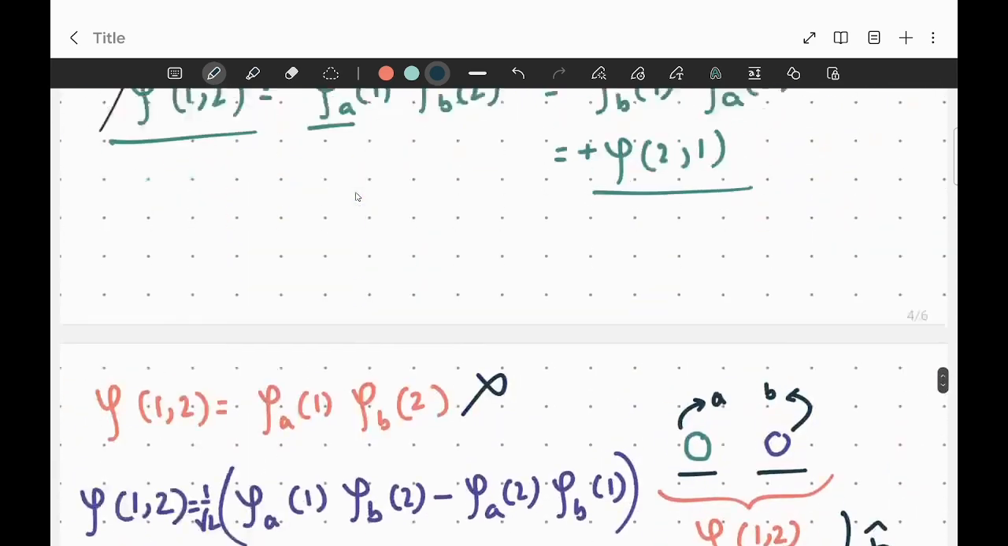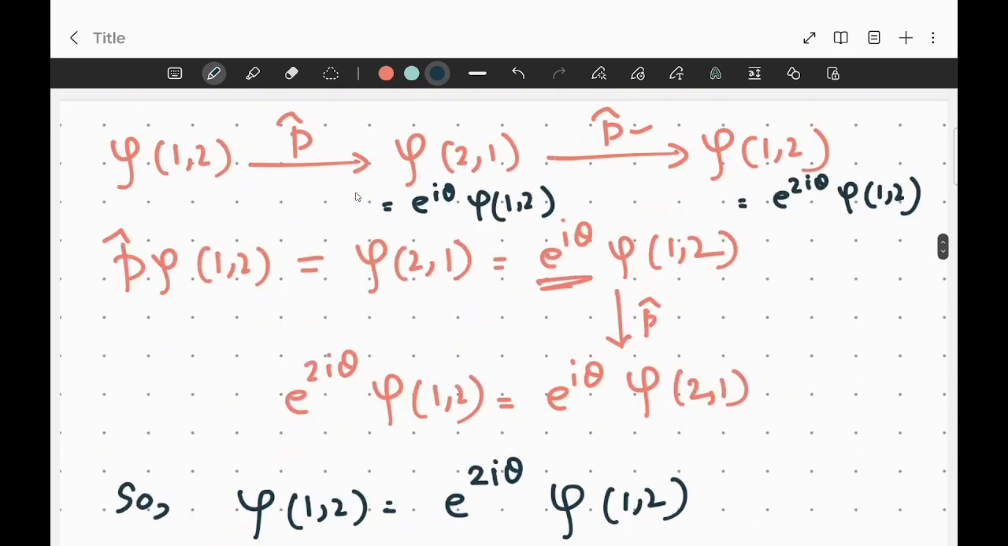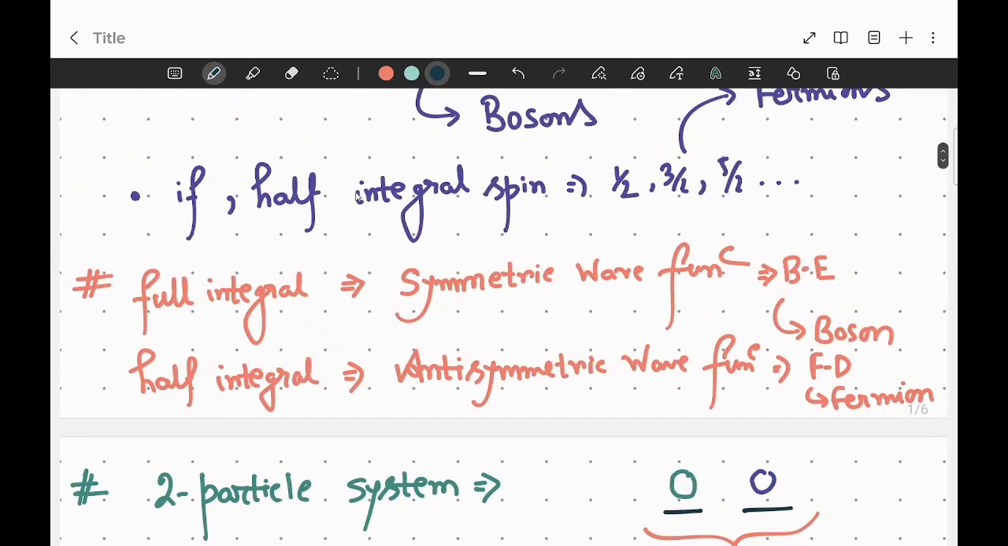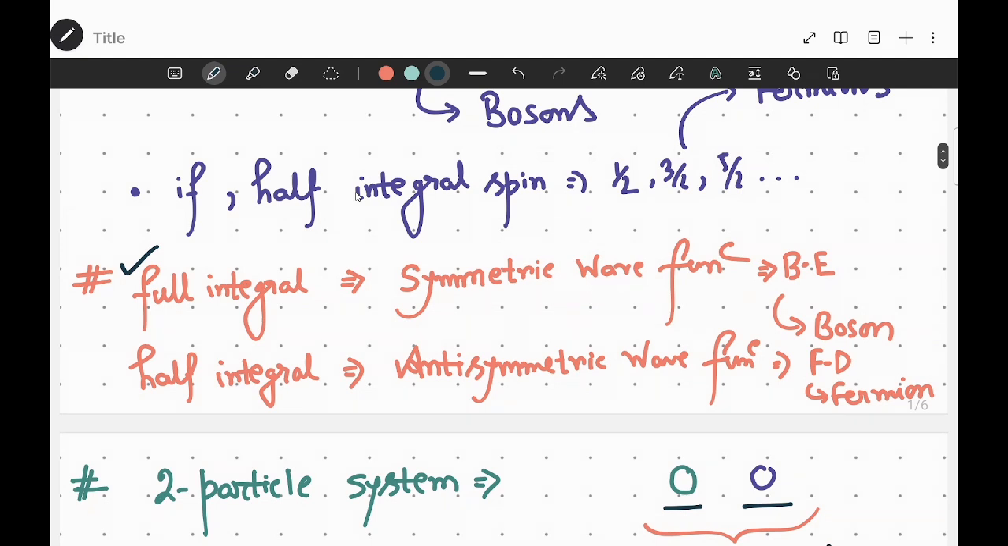Because we have already stated that when the spin is full integral, then it follows the symmetric wave function. So for bosons, the wave function should be symmetric because of their spin. Those particles have full integral spin, so they have to have a symmetric wave function. And if they have half integral spin, the wave function should be antisymmetric. So symmetric and antisymmetric are totally due to the spin. If the particle does not have any spin, there is no symmetric or antisymmetric.